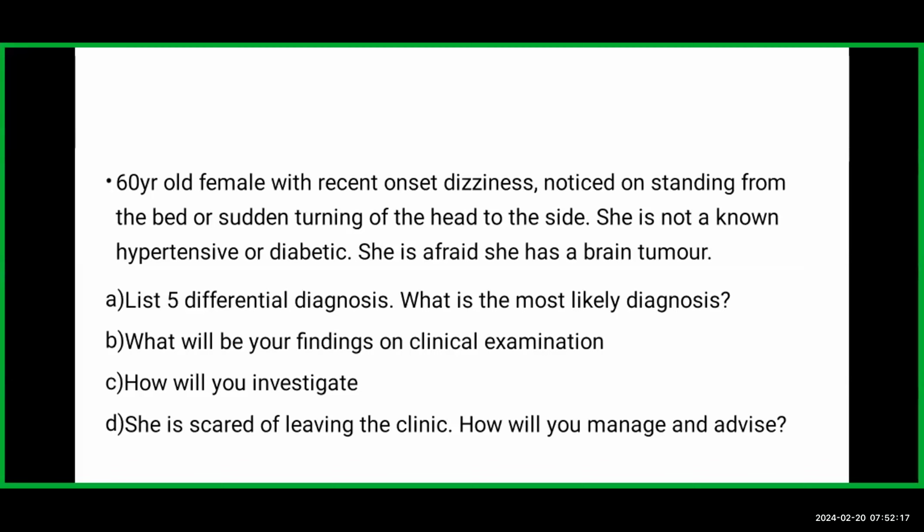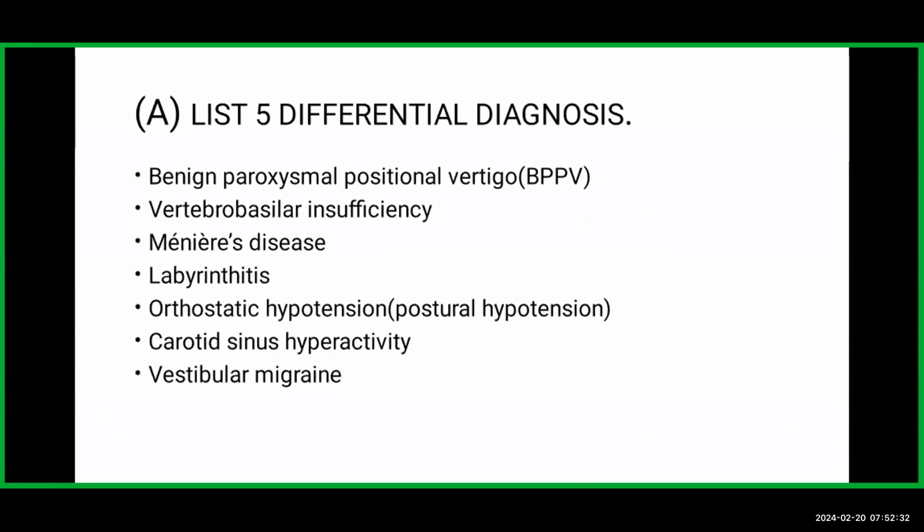The second question says, what would be your finding on clinical examination? How will you investigate this patient? She's scared of leaving the clinic. How will you manage and advise the patient? The differential diagnosis in this patient will include benign paroxysmal positional vertigo, BPPV. The other differentials include vertebrobasilar insufficiency, Meniere's disease, labyrinthitis, orthostatic hypotension, carotid sinus hyperactivity, and vestibular migraine. These are the differentials that could be entertained in this patient.